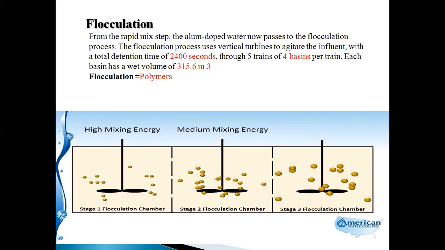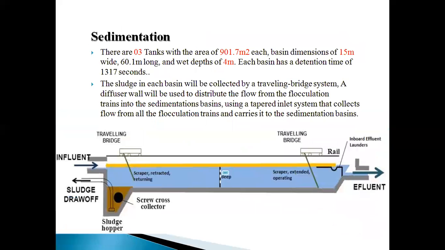The flocculation process uses vertical turbines to reduce the influence, where the detention time is 24,000 seconds through 5 trains of basins. Each basin has a volume of 315.6 cubic meters. The flocculant we use here is polymer.